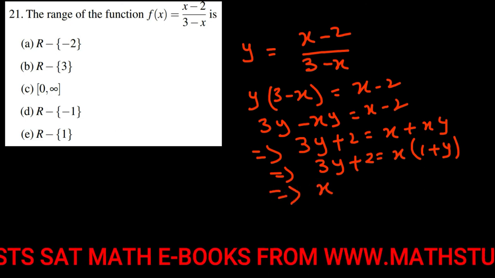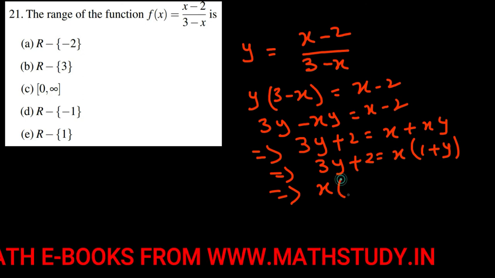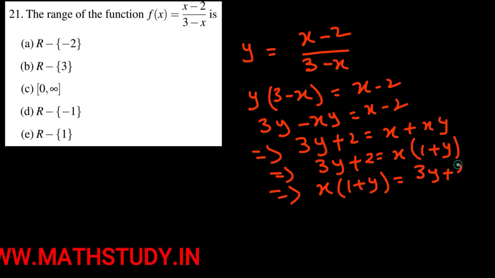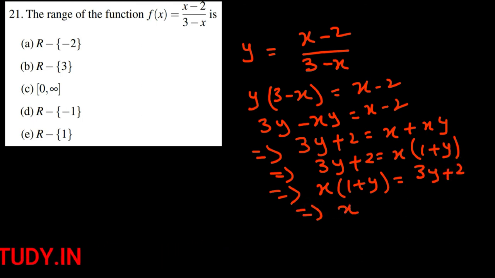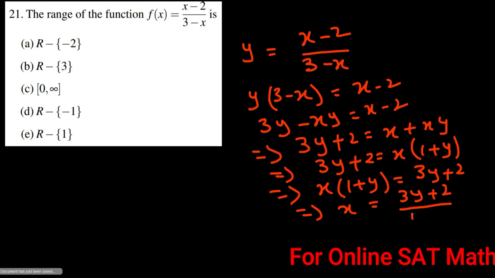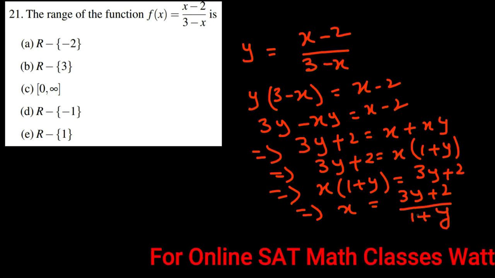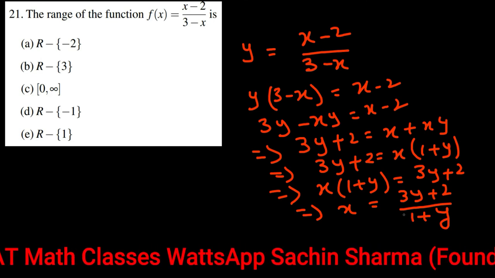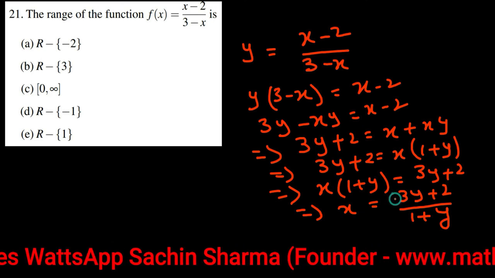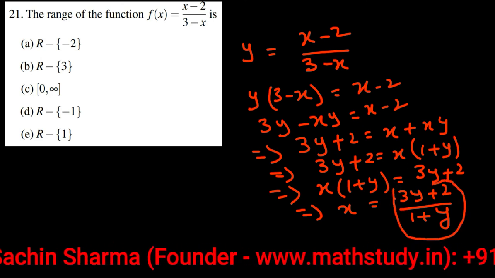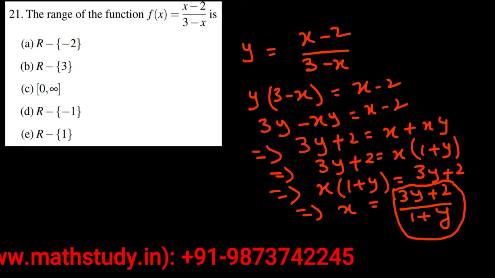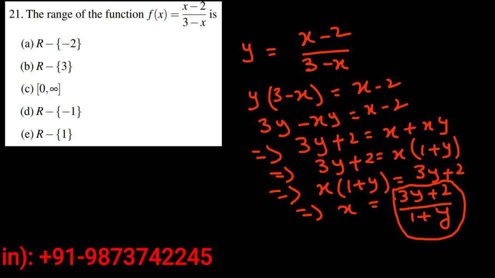x, let us take it towards LHS, right? So x into 1 plus y equals 3y plus 2. So this implies x equals 3y plus 2 upon 1 plus y. Very simple, right? So we got x in terms of y here. Now what we have to do? We have to just see what is the domain of this one. What is the domain of this function, where this function is defined? So the domain of this one, that is the values of those y where the function is defined, will be our range of this particular function.